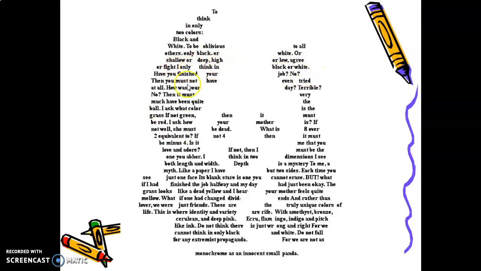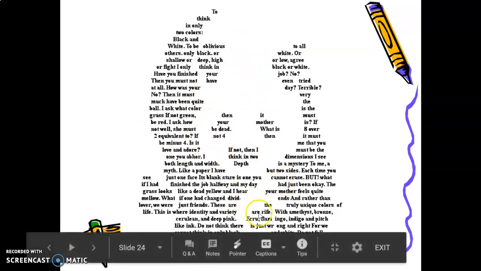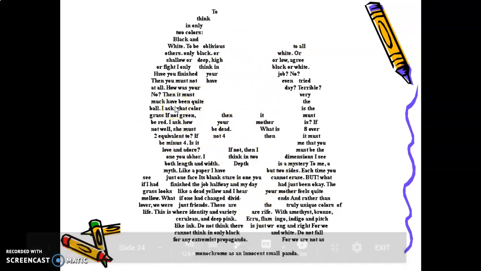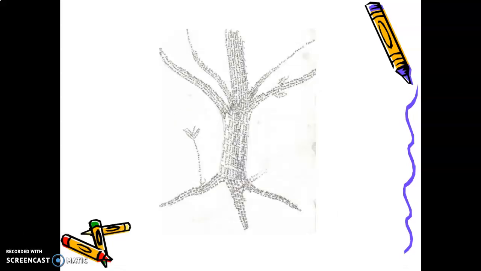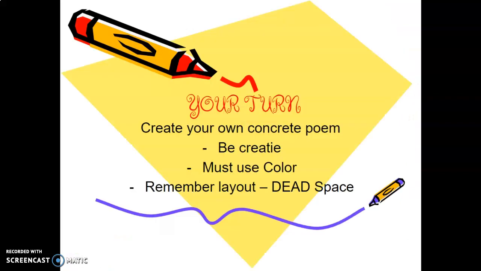So you can see that again, the words kind of go left to right here. And I love the use of the author's white space here to really drive home the point of the panda, right? Here's some more. Again, picture of a tree.